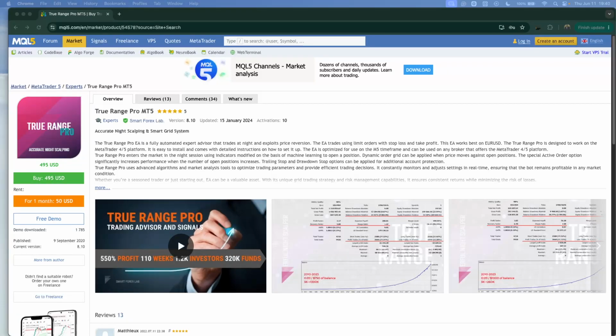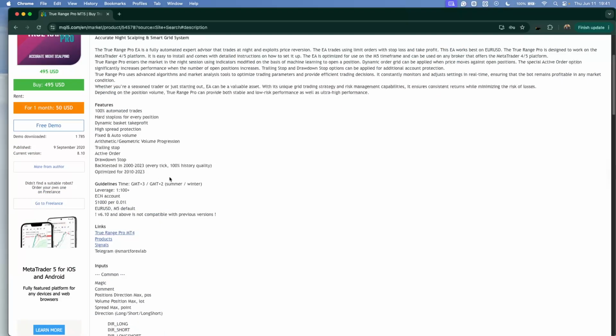In today's video we are going to be looking at the True Range Pro expert advisor for MetaTrader 4 and MetaTrader 5, and this one is a night scalping system with price reversion and smart grid management, mainly for EURUSD on the 5-minute time frame. And it looks interesting for quieter sessions, but I ran my standard test to see how it holds up. So ensure you stick around to the end of this video for the full details.